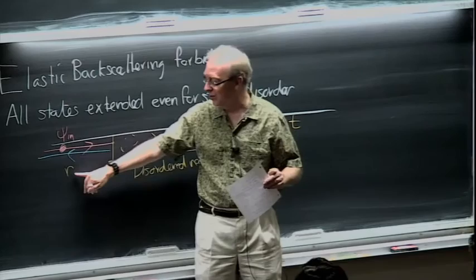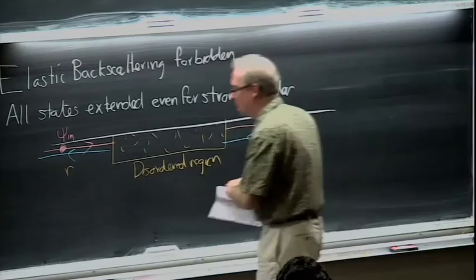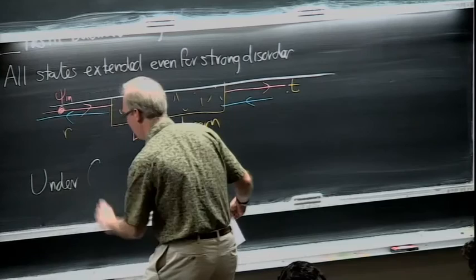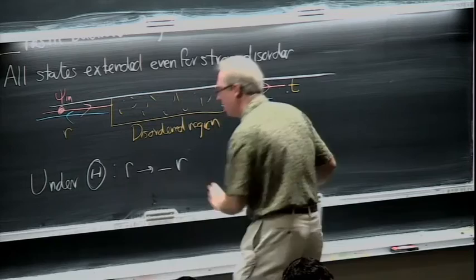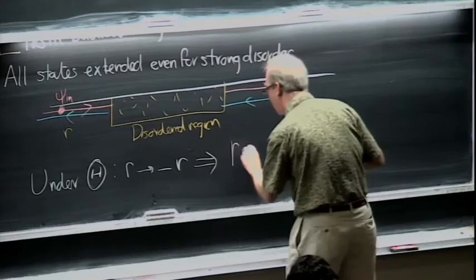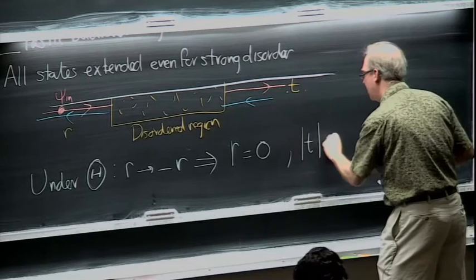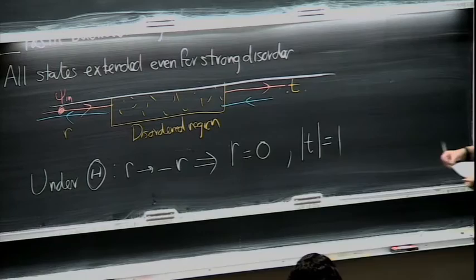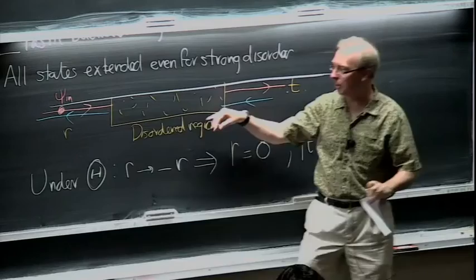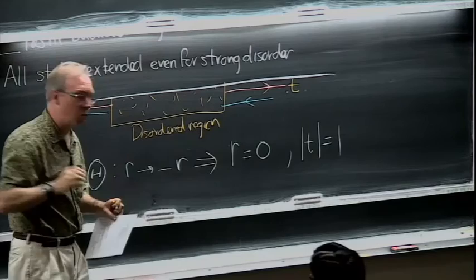Okay. So under time reversal, R goes to minus R, which means that if you have time reversal symmetry, R equals zero, so T has to be equal to one. Okay, so that means it's impossible to have localized states. It's impossible for the states to be localized in here because any electron that comes in, no matter how long this is and how strong the disorder is, has to be able to come out the other side.